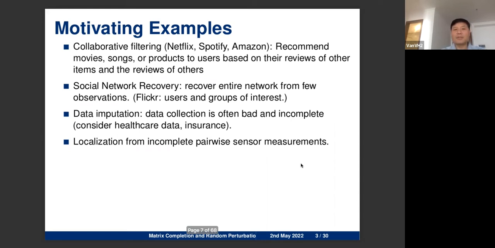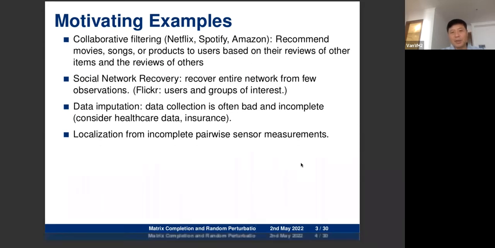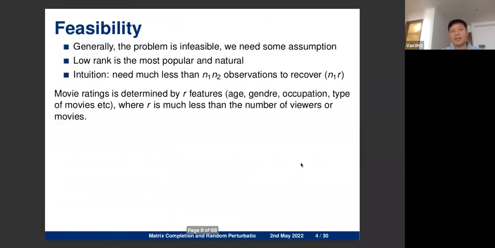Say, collaborative filtering from Netflix to Spotify to Amazon; social network recovery, when they want to recover a network from few observations; data imputation, like health data, which is often bad and incomplete, but then somehow you want to get a better picture of the patient, right? And localization from incomplete pairwise sensor measurements. I just take this as an example from engineering, so it's not only about personal data; it can be engineering data. So it's a problem of huge importance, and it has been studied quite heavily in the last 20 years.